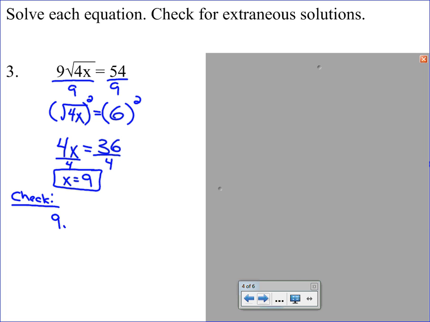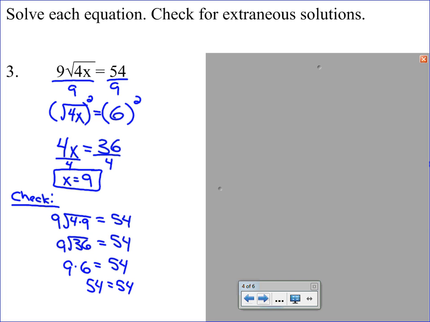So we have 9 times the square root of 4 times 9 equals 54. Simplifying, we have 9 times the square root of 36. Taking the square root of 36, we know that that is 6, so it's 9 times 6. And you can see that both sides of the equation do work out to be 54. So again, we don't have to do anything. This is an answer. We just move on. So now you should press pause and you should try problem number 4. And then we will review the answer and you can check your work.